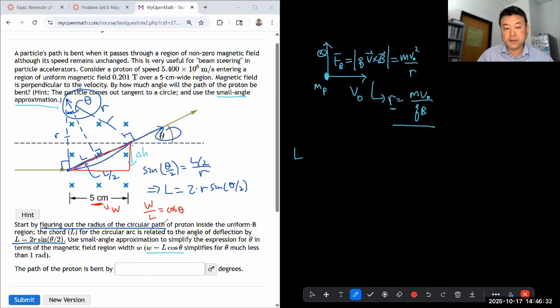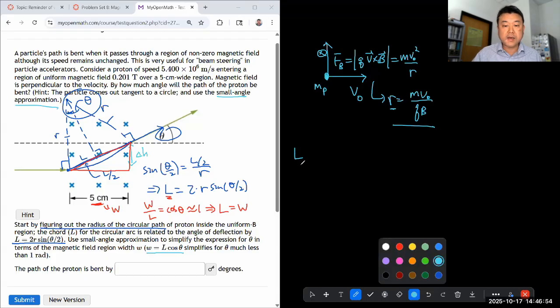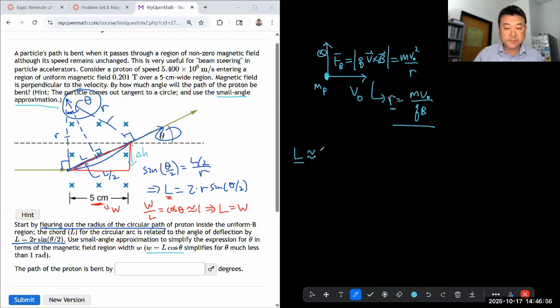But for very small angle theta, cosine theta is approximately 1. So I can say L is just equal to W, instead of L being W over cosine theta. From this point on, I can treat L as approximately equal to W, which is a given quantity, 5 centimeters. So I'll be using that at some point. Let me try to solve for theta here.